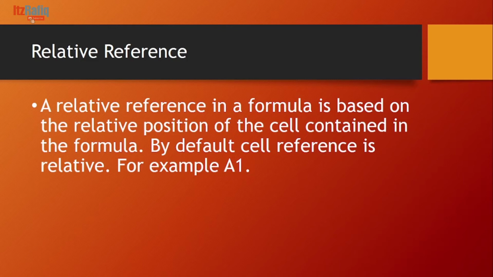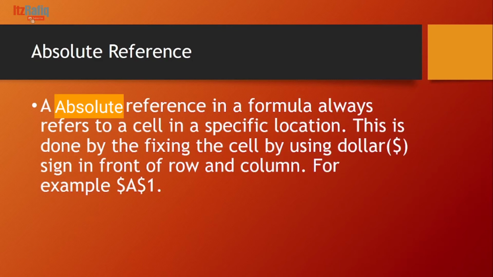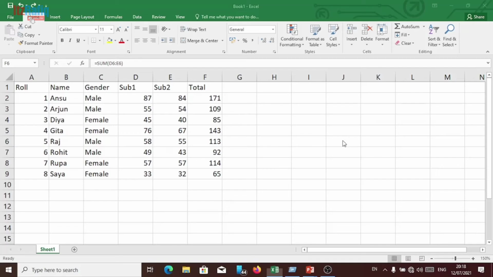Now we'll come to absolute reference. An absolute reference in a formula always refers to a cell in a specific location. This is done by fixing the cell using the dollar sign in front of the column letter and row number, for example $A$1.